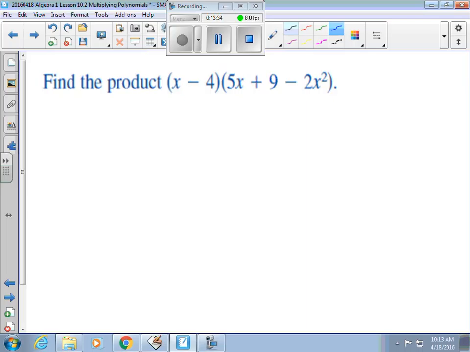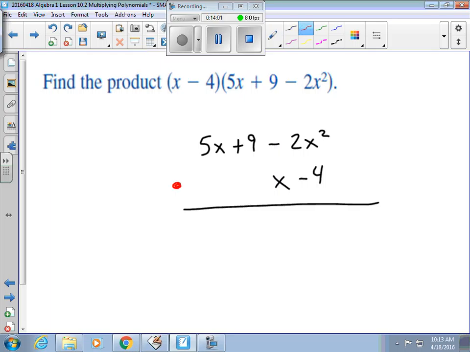On the example, it separated the trinomial into 3 different steps. What you can do to make it a little quicker is to separate the binomial into 3 steps. So make it say 5x plus 9 minus 2x squared times x minus 4. And we're multiplying this whole thing. So negative 4 is going to multiply by all of the terms.